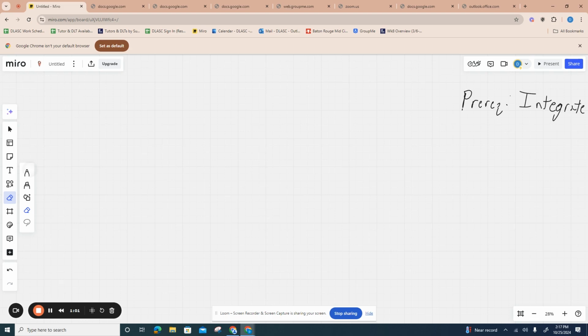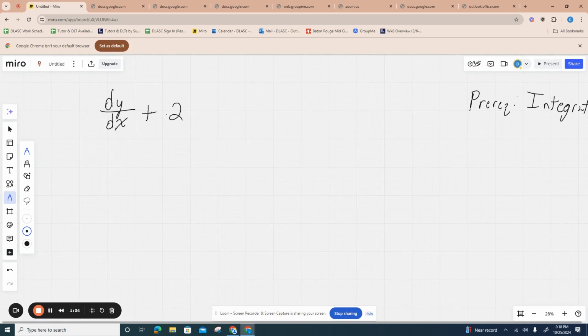So the idea to solve a separable differential equation is you want to algebraically group all your x's to one side and all your y's to the other. And then at that step, you integrate both sides. So if you have, let's say, dy over dx plus 2xy equals 0, step one is you want to put all your x's on one side and all your y's on the other side and get in that form.